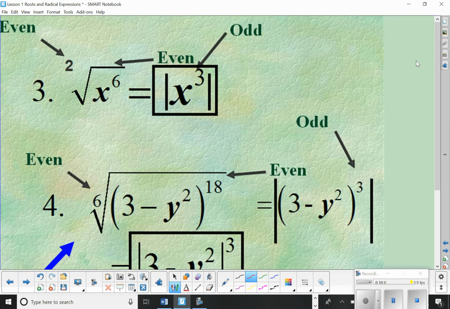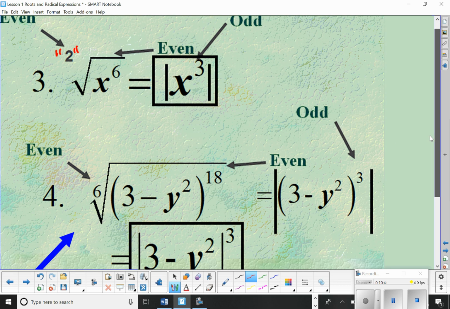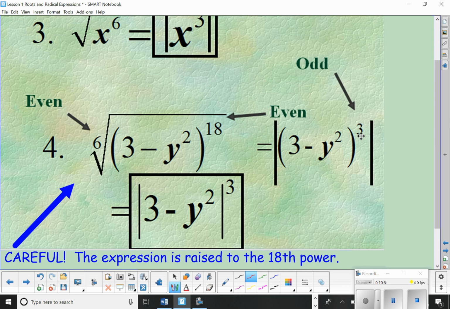Now, here, again, even index, and this is because, remember, we think about it as a 2. And then we've got the radical. It's even inside. It's odd out. Absolute values. Even index, even inside, odd out. Now, in this particular case, you could do the 3 minus y quantity squared cubed out here or on the outside. You cannot distribute the 18. No, no, no, no. And please do not FOIL this out.